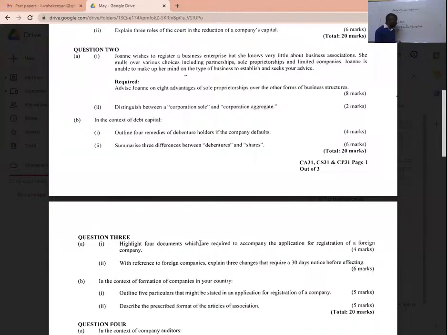So you can write changes in, then you put a semicolon, then you can list them. Changes in the local representative of the company.